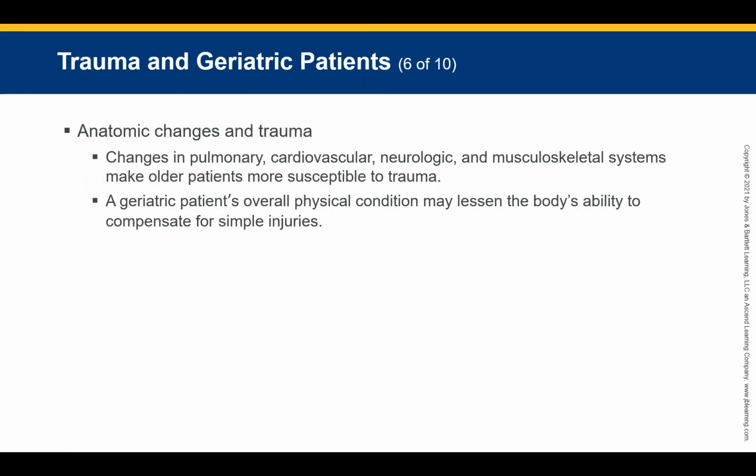Changes in the pulmonary, cardiovascular, neurologic, and muscular systems make older patients more susceptible to trauma. The brain shrinks, leading to higher risk of cerebral bleeding following severe head trauma. Loss of strength, sensory impairment, and medical illness all increase the risk of falls. A geriatric patient's overall physical condition may lessen the ability of the body to compensate for the effects of multiple simple injuries.